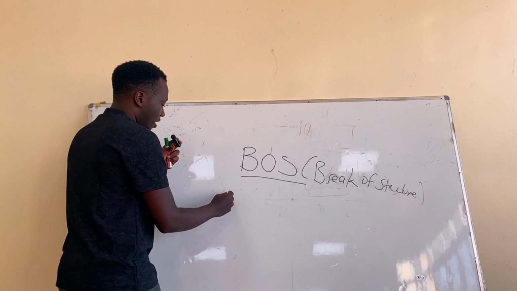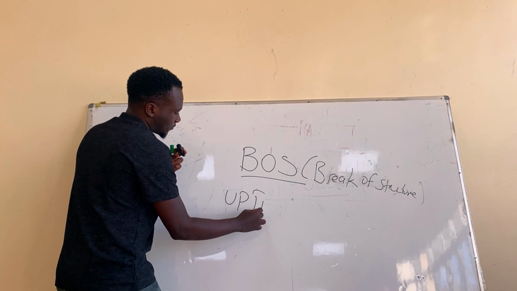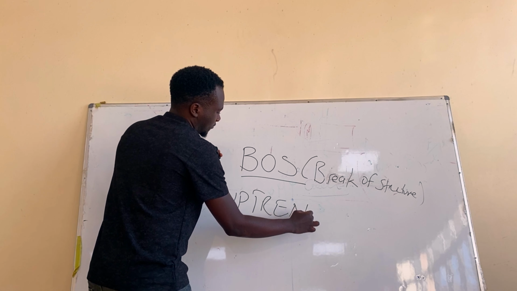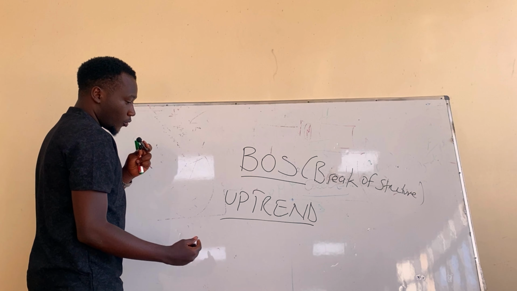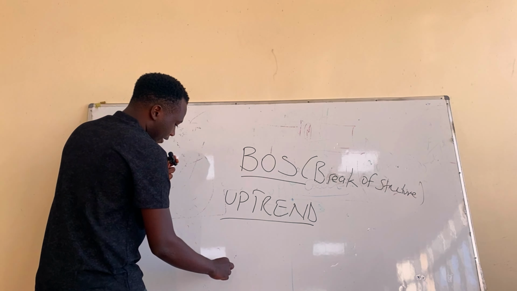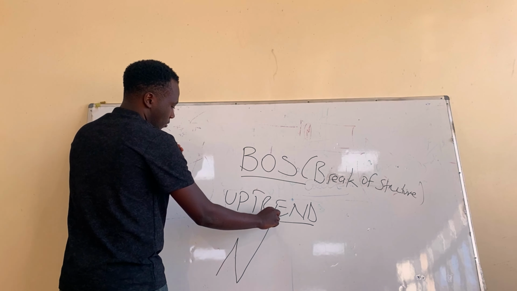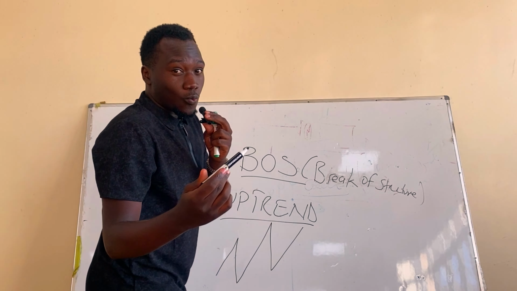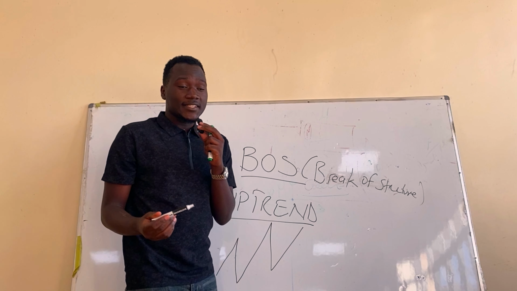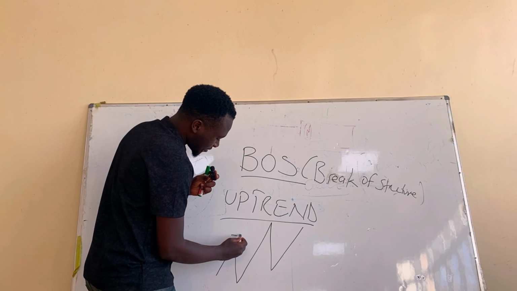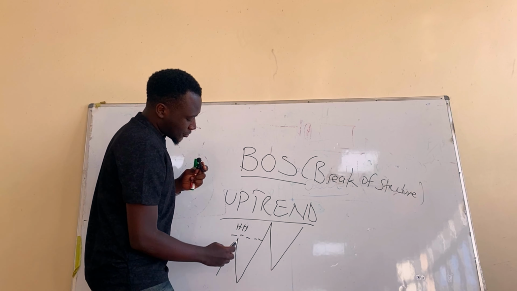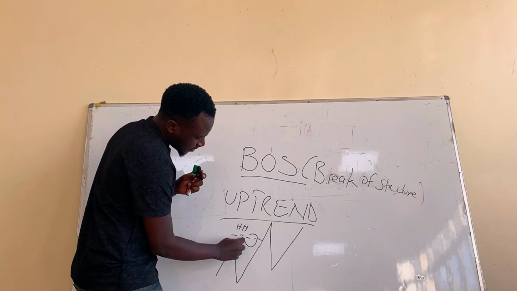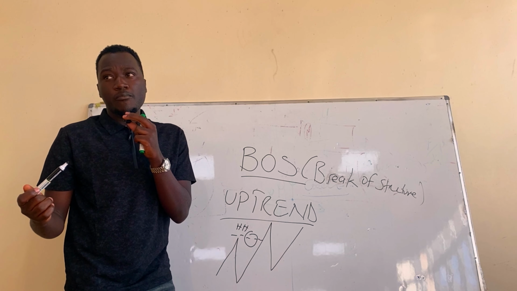If the market, let's say we have an uptrend market, we all know that in an uptrend market, the market is pushing all the way higher highs, higher lows, higher highs, higher lows. So what that simply means is that if it is in an uptrend market, price is going to be breaking the previous high. This is the previous higher high. So the moment price breaks through that previous higher high, that is when we look for our break of structure.